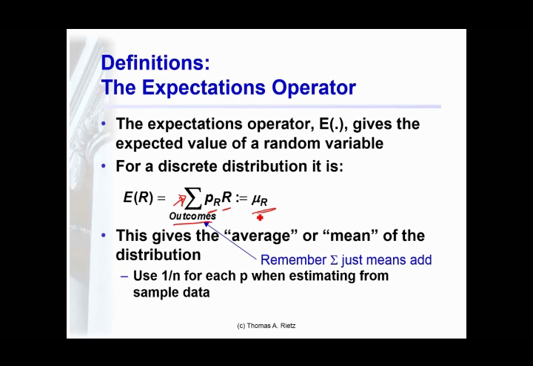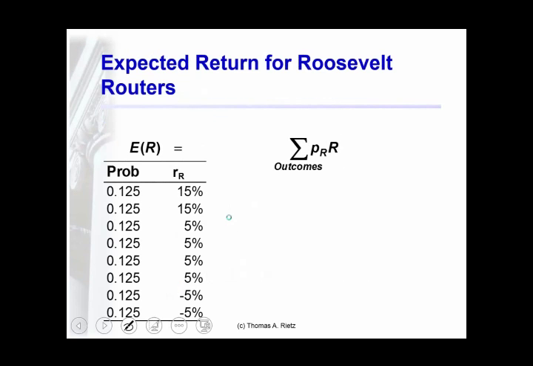Now, if you're working with historical data, like you've got 60 months of monthly returns, each one of these probabilities is 1 over n, or 1 over 60, and each of the returns in this formula is the actual return in a given month. So this formula is pretty easy to implement. If you have the list, you just multiply. And then you add them up.